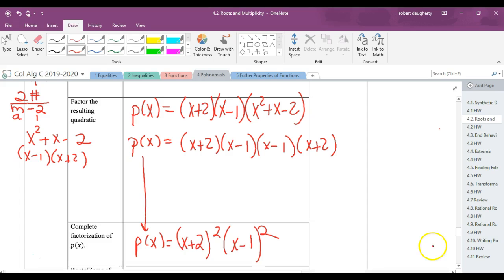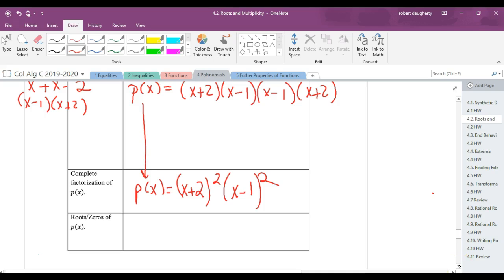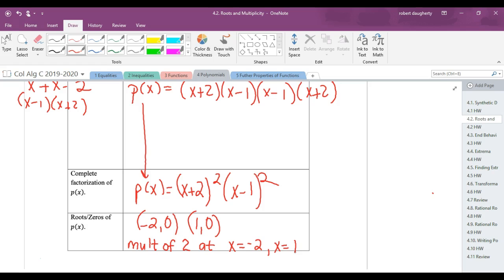So if I go to graphing this, now I have some important information. What are all the roots and zeros here? What are the roots or the x-intercepts? Negative 2, 0, and 1, 0. Is there multiplicity? Yeah. So in this case, there is a multiplicity of how many? Multiplicity of 2 at x equals negative 2 and at x equals 1. So when I go to graph this, what's going to happen at those 2 points? It will not cross the axis, okay?